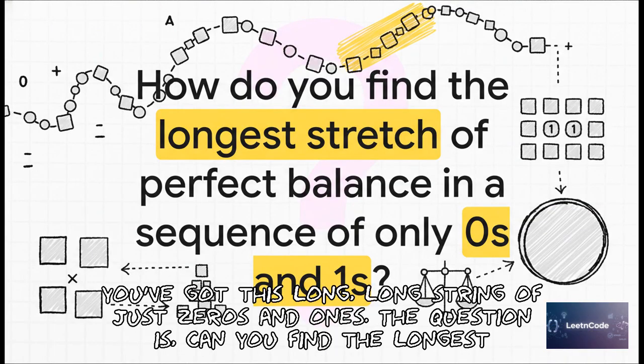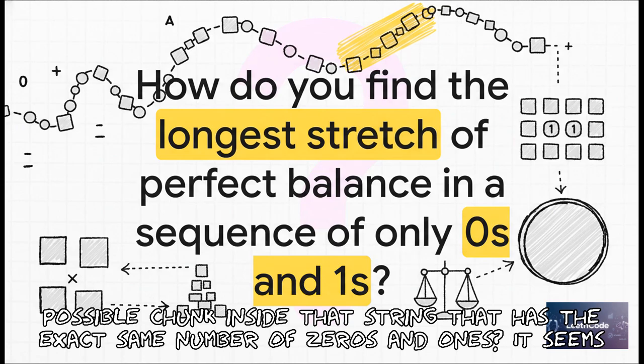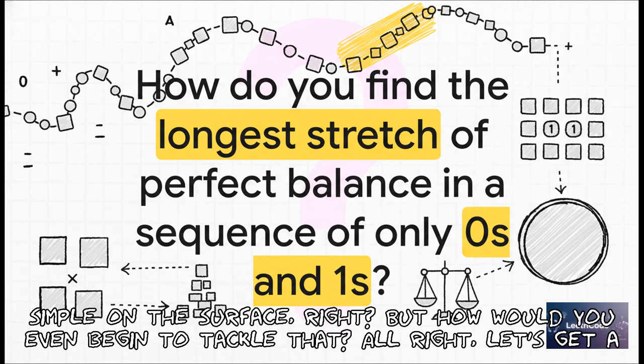So, picture this. You've got this long string of just zeros and ones. The question is, can you find the longest possible chunk inside that string that has the exact same number of zeros and ones? It seems simple on the surface, right? But how would you even begin to tackle that?